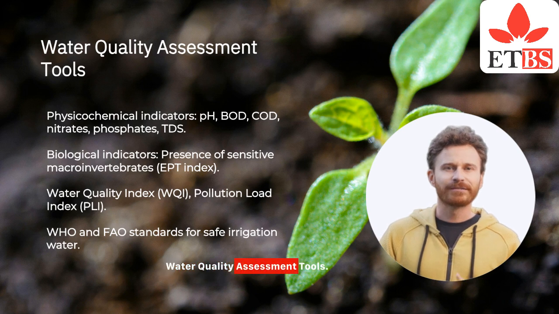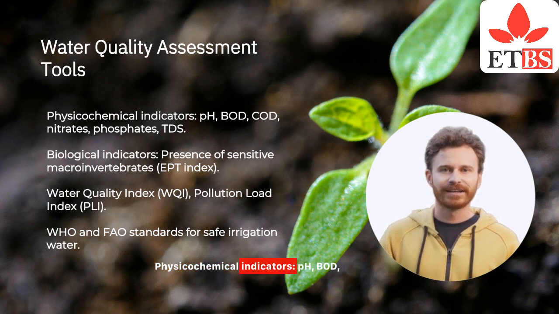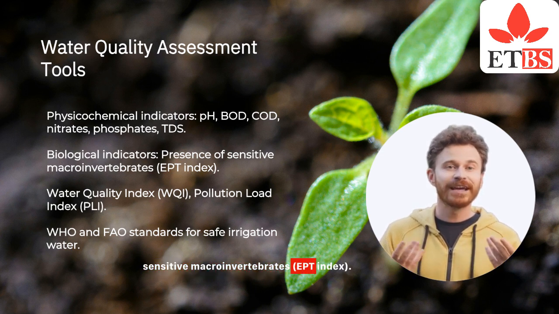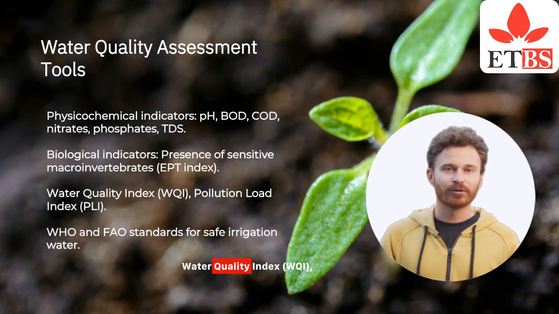Water quality assessment tools. Physicochemical indicators: pH, BOD, COD, nitrates, phosphates, TDS. Biological indicators: presence of sensitive macroinvertebrates, EPT index. Water quality index (WQI) and pollution load index (PLI). World Health Organization and Food and Agriculture Organization standards for safe irrigation water.